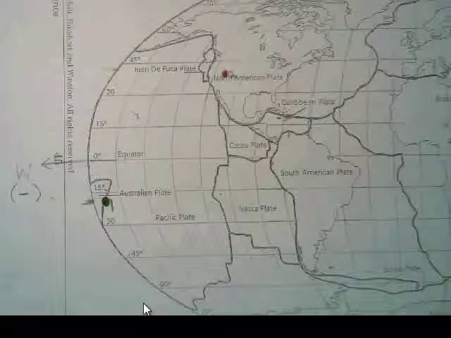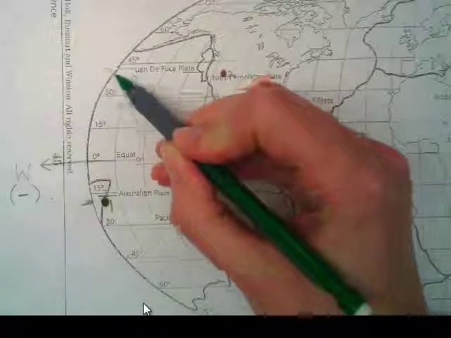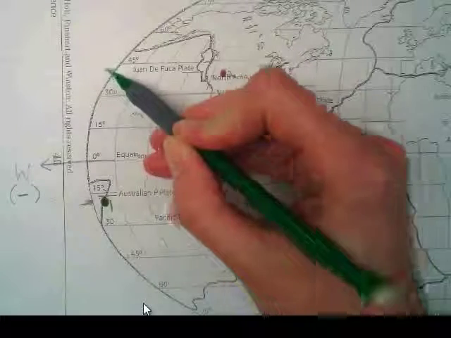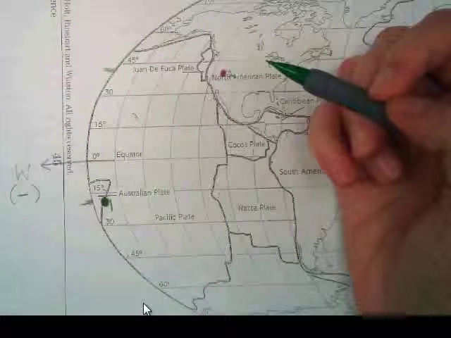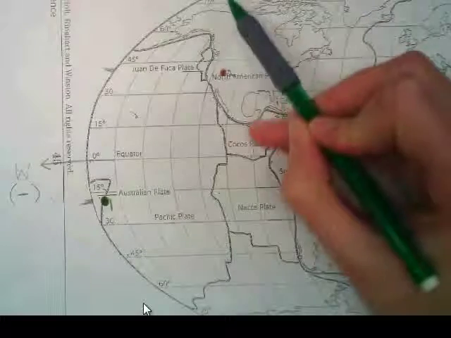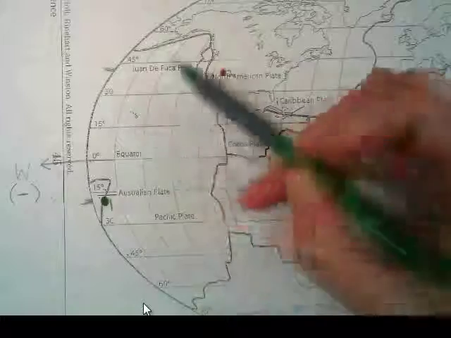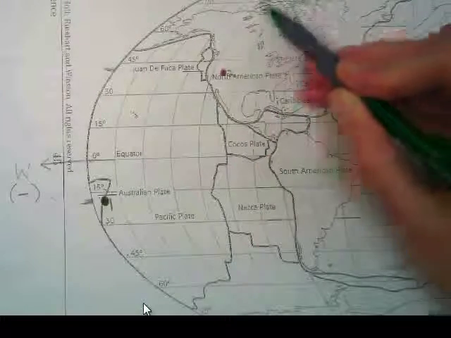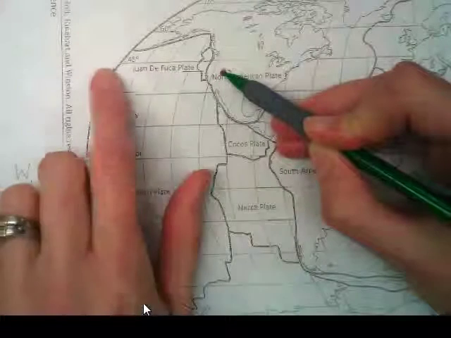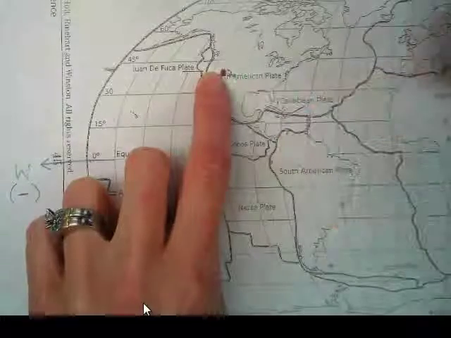So first I have to find my positive 41. So it's north of the equator. Well, this is positive 45, so this would be a positive 41 right about there. My longitude is negative 114. Well, here is negative 180, negative 165, and so on. So this one's negative 120, and this is negative 105. So it's going to be about here, and I'm going to write a number 2 here.